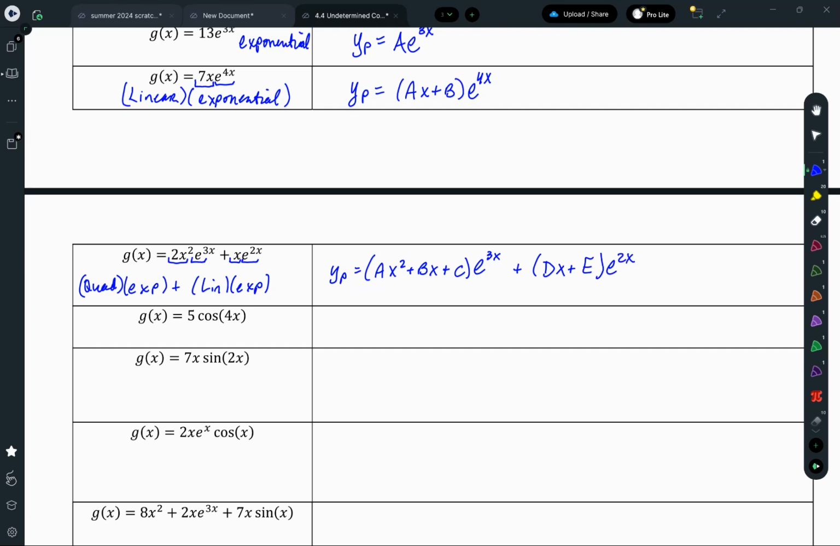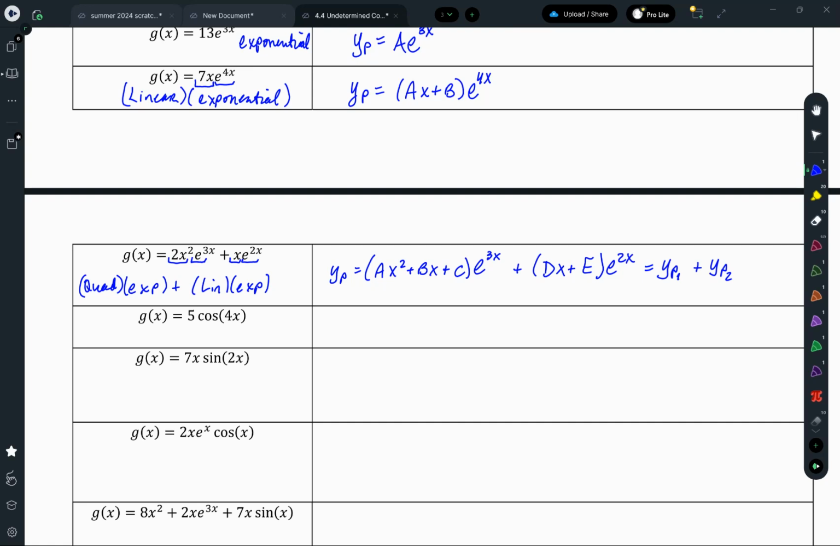Okay. Now, one thing I want to note, and right now it won't make a whole lot of sense, but when we get to it in the next page, it'll start to make a lot of sense. Since I have a sum of families, I could also say that I have a sum of particular solutions, y sub p1 plus y sub p2. And it's true, I do. I have a sum of particular solutions. I could choose to handle them each separately from each other. Okay, and more on that later.